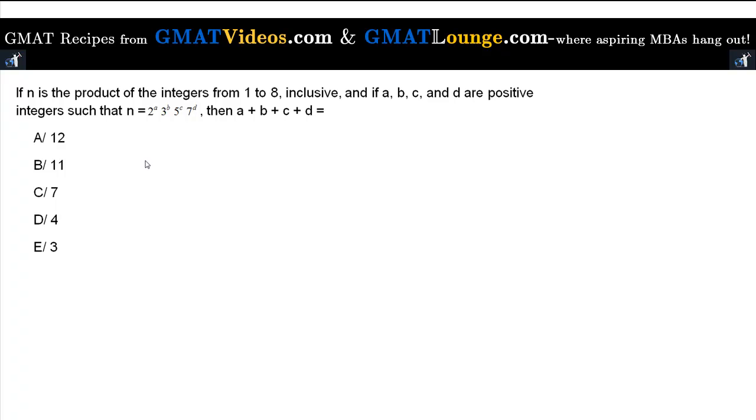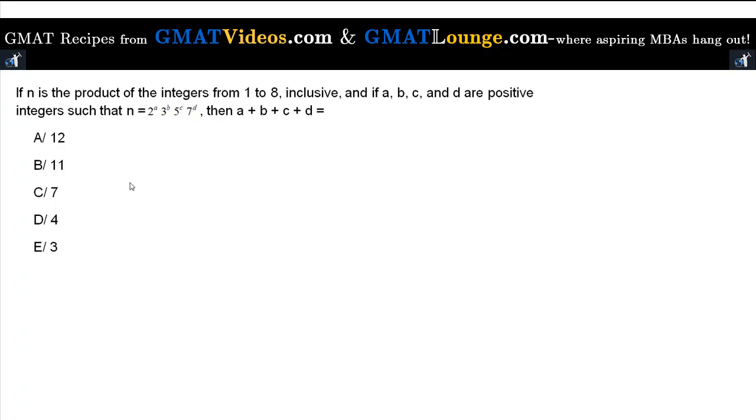In this recording, we're going to be tackling a number property question, and we can go ahead and do it right away. If n is a product of the integers from 1 to 8 inclusive, and if a, b, c, and d are positive integers such that n equals 2 to the power a times 3 to the power b times 5 to the power c times 7 to the power d, then a plus b plus c plus d equals which of the following here? So we are being asked the sum of these exponents.